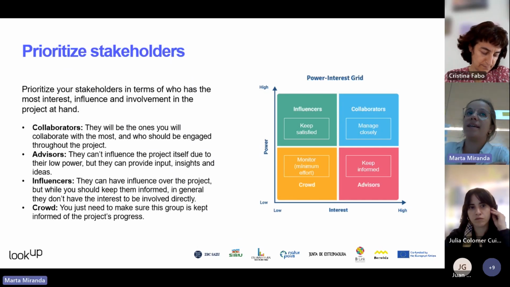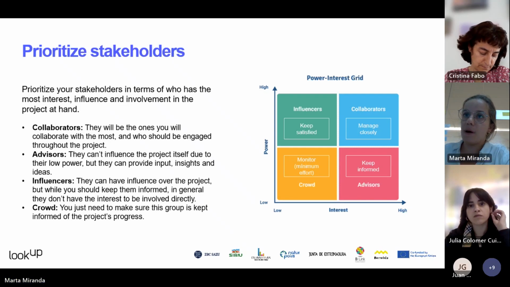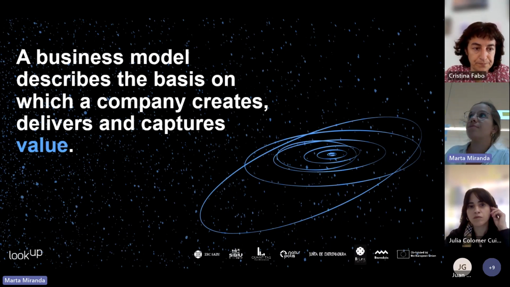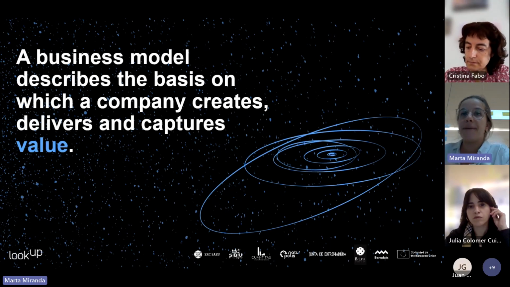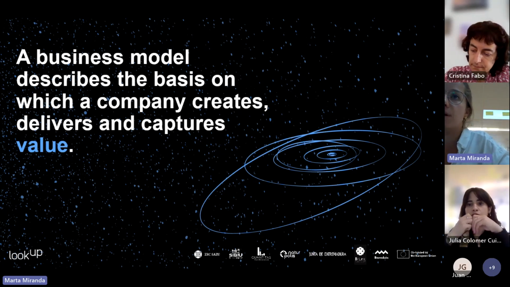So this is the part of the stakeholders. It's very important to make a list of which group of people, or maybe one person or a group, are influencing or affecting our business, and then we can prioritize them with this power interest grid. Now we're going to get into a big part of this work package, that is the business model.